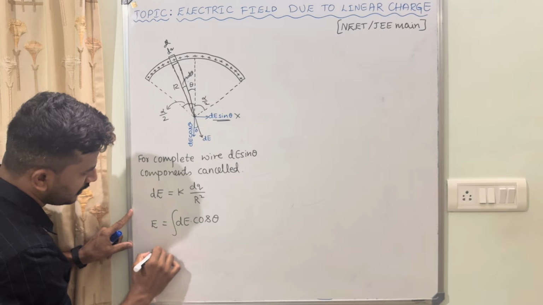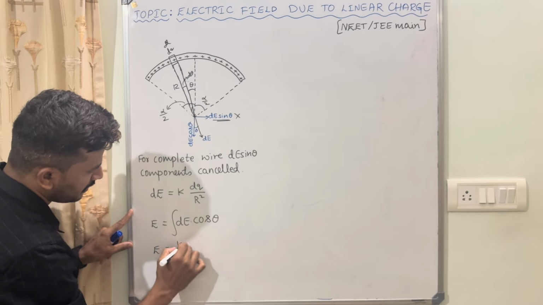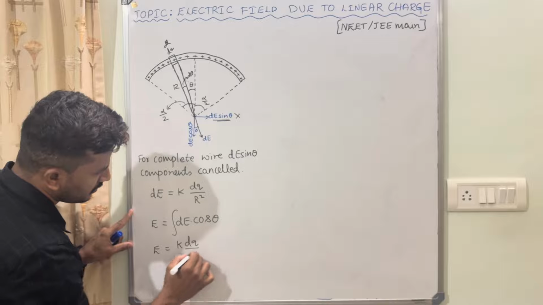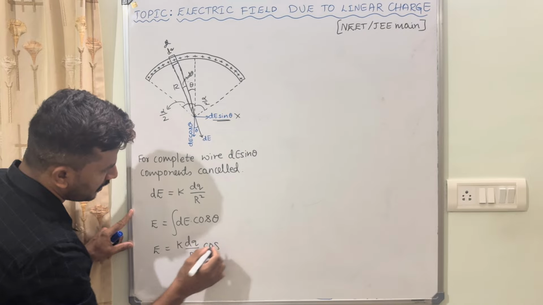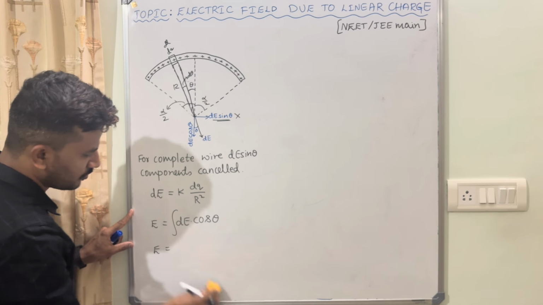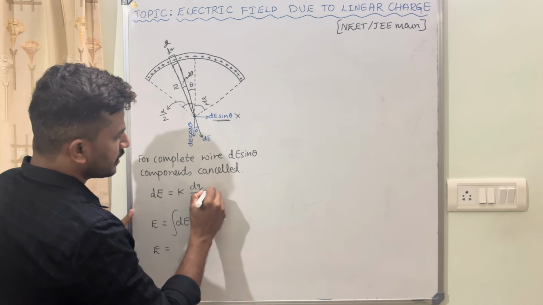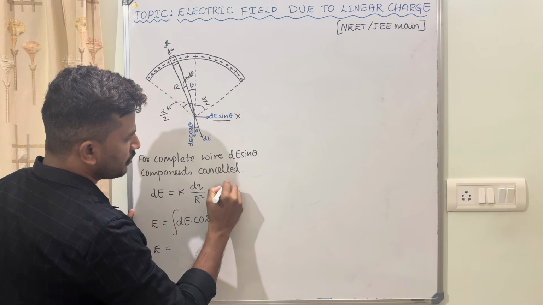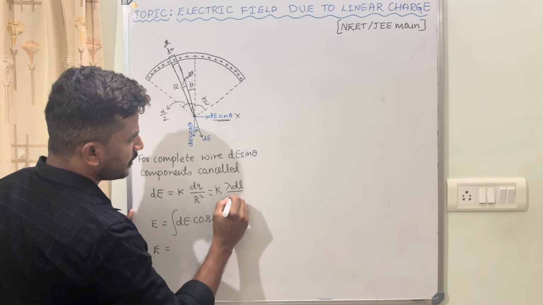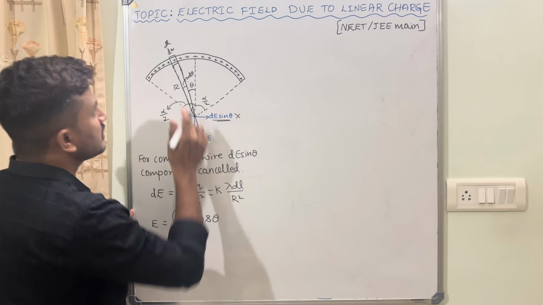So what is dE? K dq divided by r square into cos theta. Or else I will substitute for dq also. What is dq? We have studied linear charge distribution, right? K dq is K lambda into dl divided by r square. What is dl?